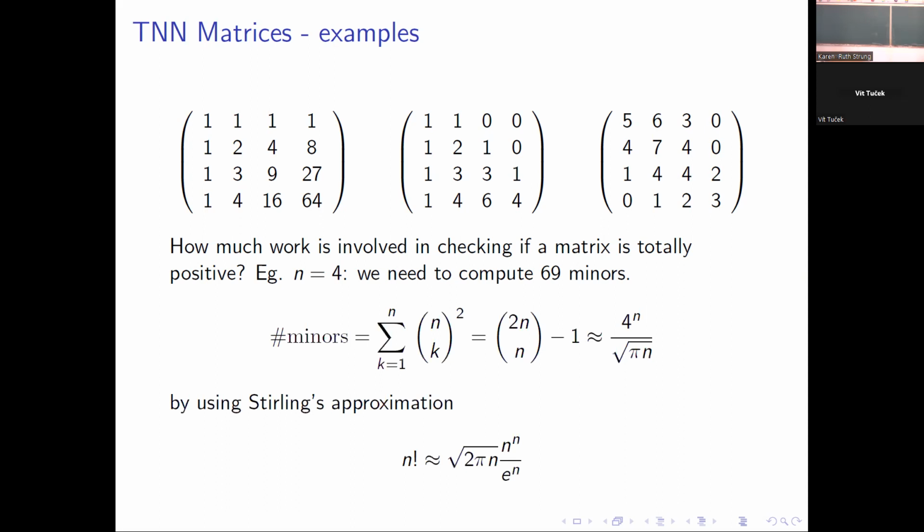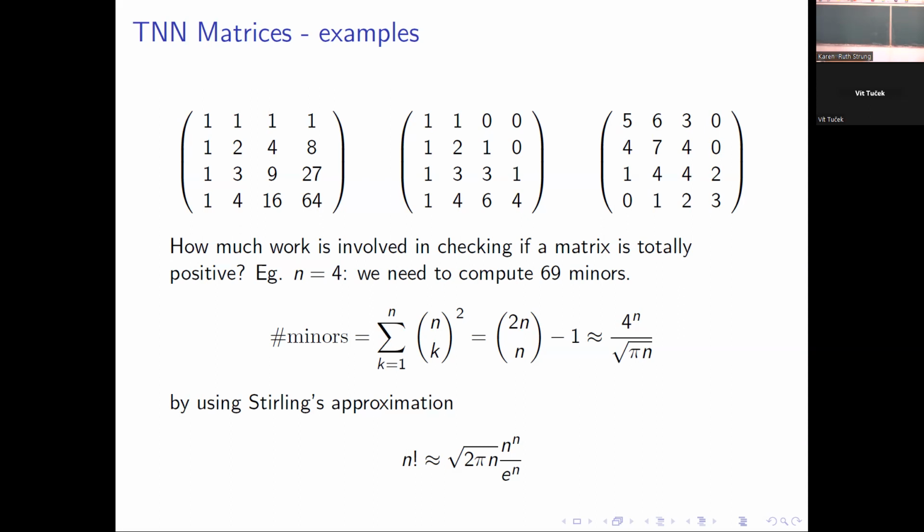In general, for an n by n matrix, the number of minors is given by this formula. The square of n choose k is the number of k by k minors in an n by n matrix. Why? Because to form a k by k minor, you need to select k rows out of n and k columns out of n. That gives you the number of minors. It's a first year exercise to prove this identity, and then you can use Stirling approximation of the factorial to obtain that the number of minors is growing exponentially with n, with the size of the matrix.